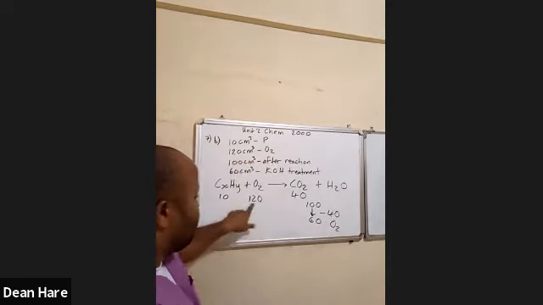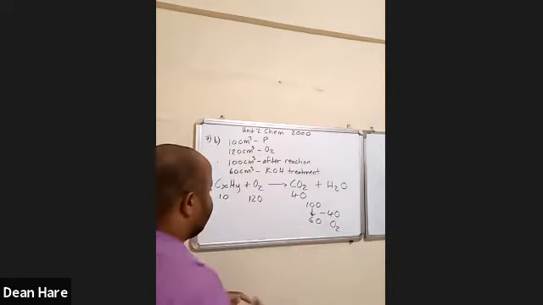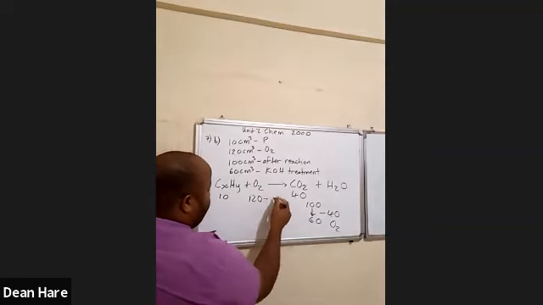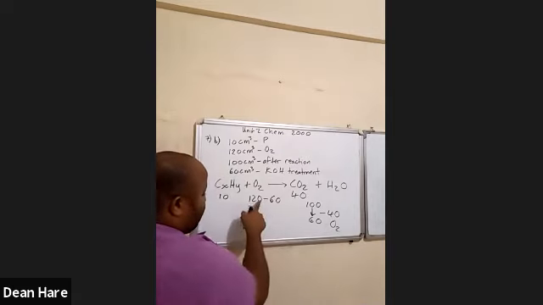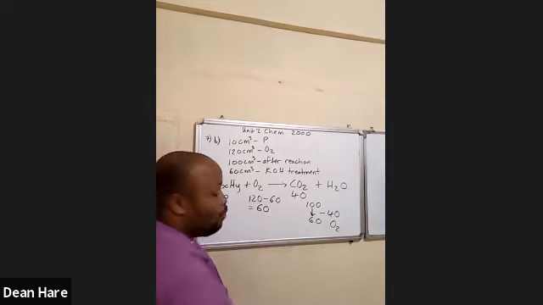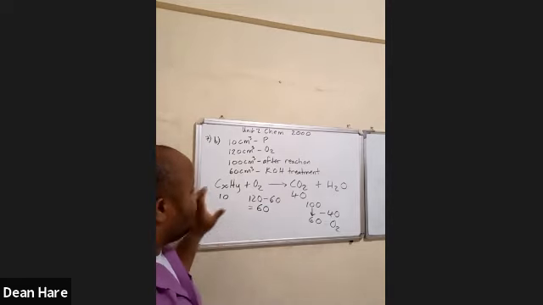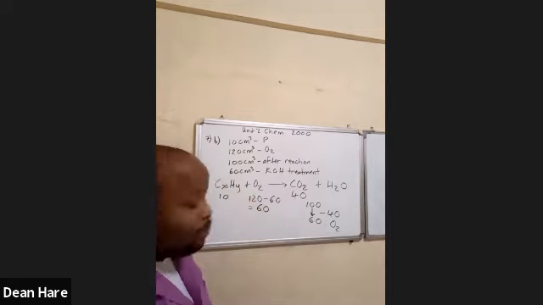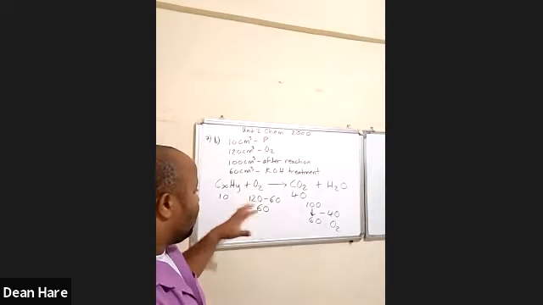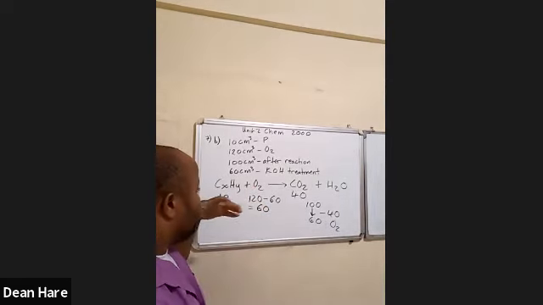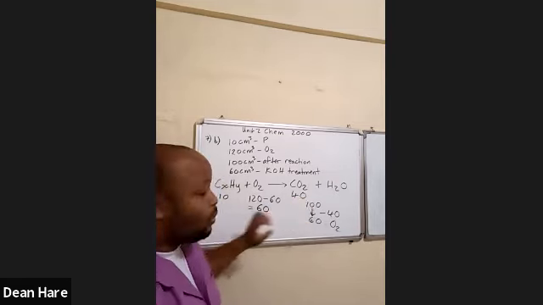So you start out with 120 cm cube of oxygen, but at the end, 60 cm cube remains. That means of the 120, 60 cm cube reacted with the hydrocarbon. When answering this question, what we need to do is figure out what volume of oxygen actually reacted with the hydrocarbon and what volume of CO2 was produced.